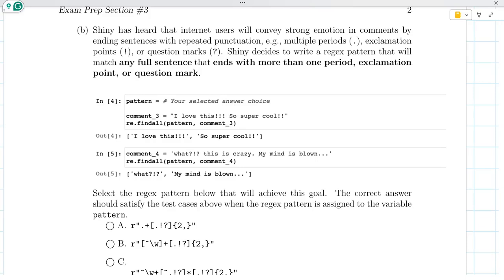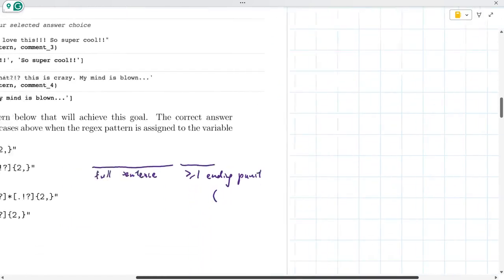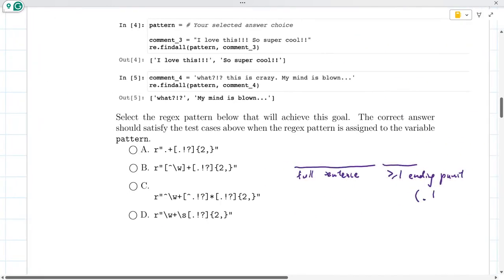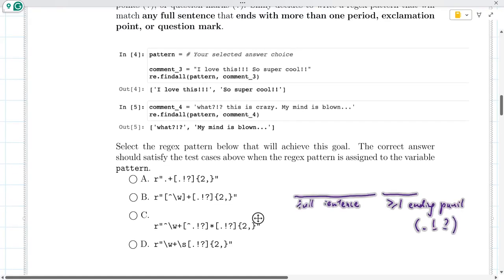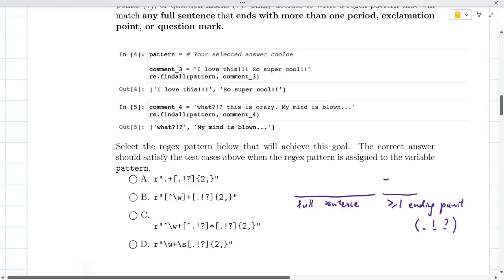So, this is going to be slightly complicated, but let's separate this as full sentence and more than one ending punctuation. The ending punctuation here refers to the period, exclamation mark, and the question mark. If you want one of either of these, you can characterize this as a character class containing dot, exclamation mark, as well as question mark, and then you need more than one.